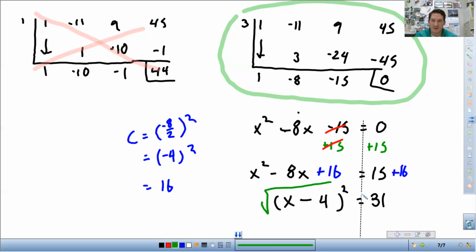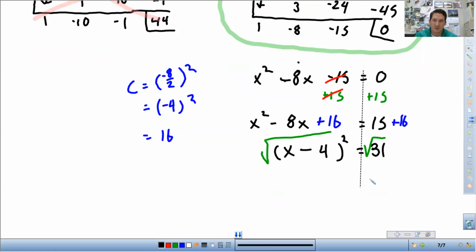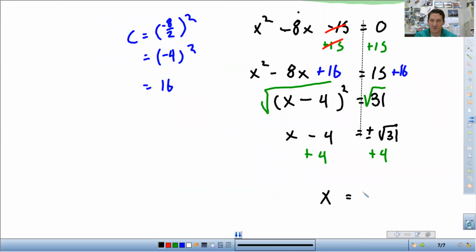Square root both sides to solve. 31 is not a perfect square. So we just leave it as plus or minus the square root of 31. So you get x minus 4. And then last step, I'm going to add 4 to both sides. So I get x is equal to 4 plus or minus the square root of 31.